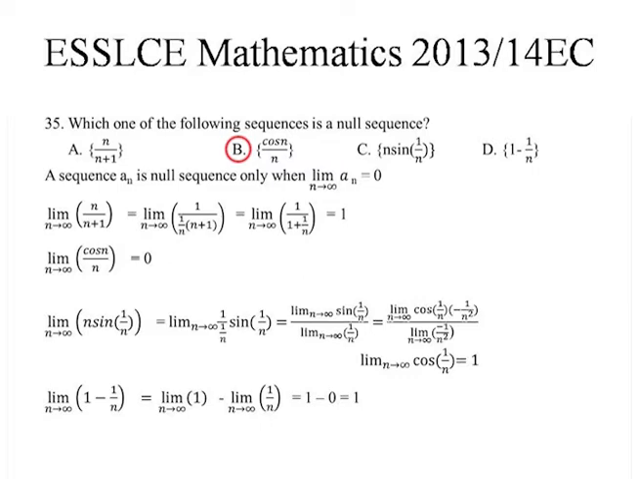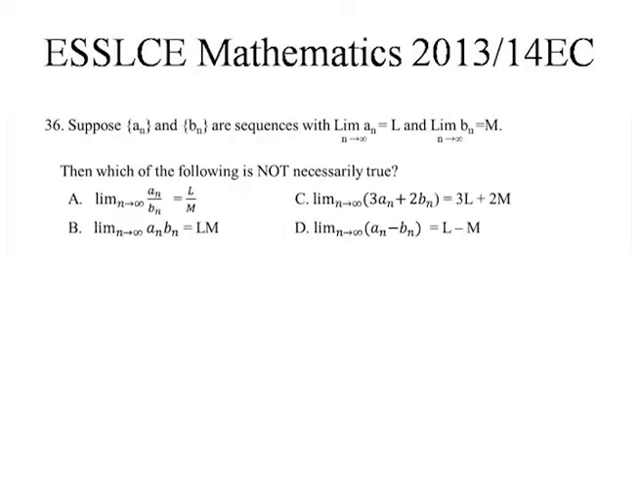Question number 36. Suppose a sub n and b sub n are sequences with the limit of a sub n as n approaches infinity equal to L, and the limit of b sub n as n approaches infinity equal to M. Then which one of the following is not necessarily true?